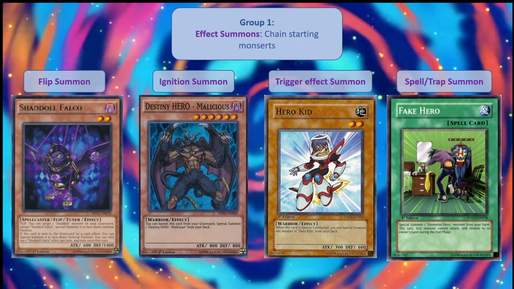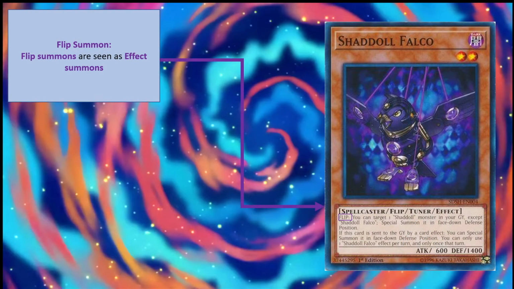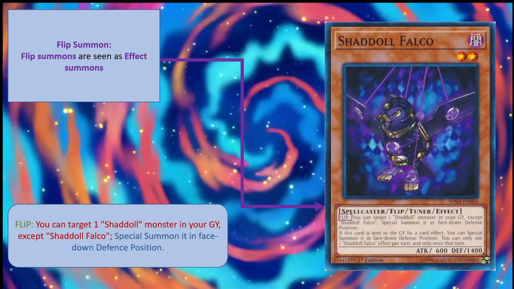So this is basically group 1. This is all that falls into this category. So if we're looking here plainly at flip summons, a flip summon is seen as an effect summon. So if we look at Falco's description, what he says is flip, opens the link. You can target one Shaddoll monster in your graveyard except for itself, special summon it in face down defense position.